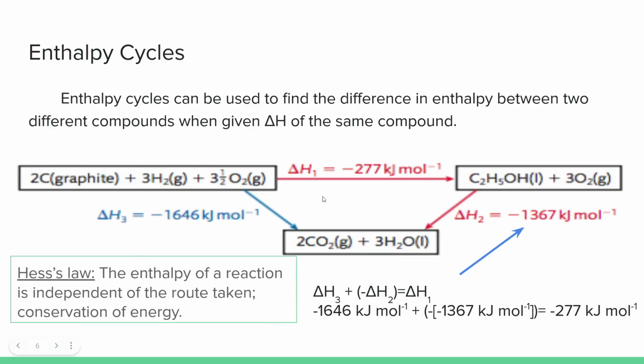And so this is also called Hess's law, which states that the enthalpy of reaction is independent of the route taken. It's basically just saying that there's a conservation of energy across time and space. So these components can get here in any sort of way, but however they get there, it will always overall be an exothermic reaction of 277 kilojoules per mole.